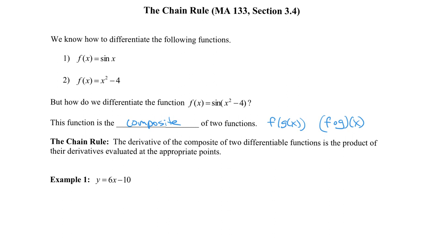So with the chain rule, when we take the derivative of something like this, we have to consider two things. Not only do we have to consider the rate of change of the sine function, but we also have to consider the rate of change of this inner function, the input to the sine function. The chain rule says the derivative of the composite of two differentiable functions is the product of their derivatives evaluated at the appropriate points. There are two ways that we can think of that, and I'll show you both ways. But first, let's look at an example.